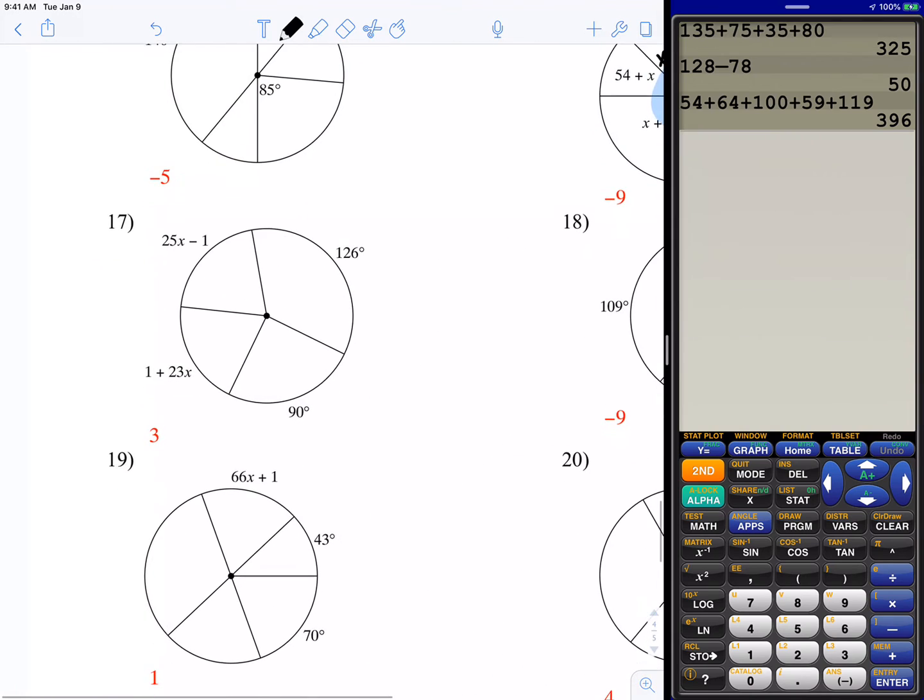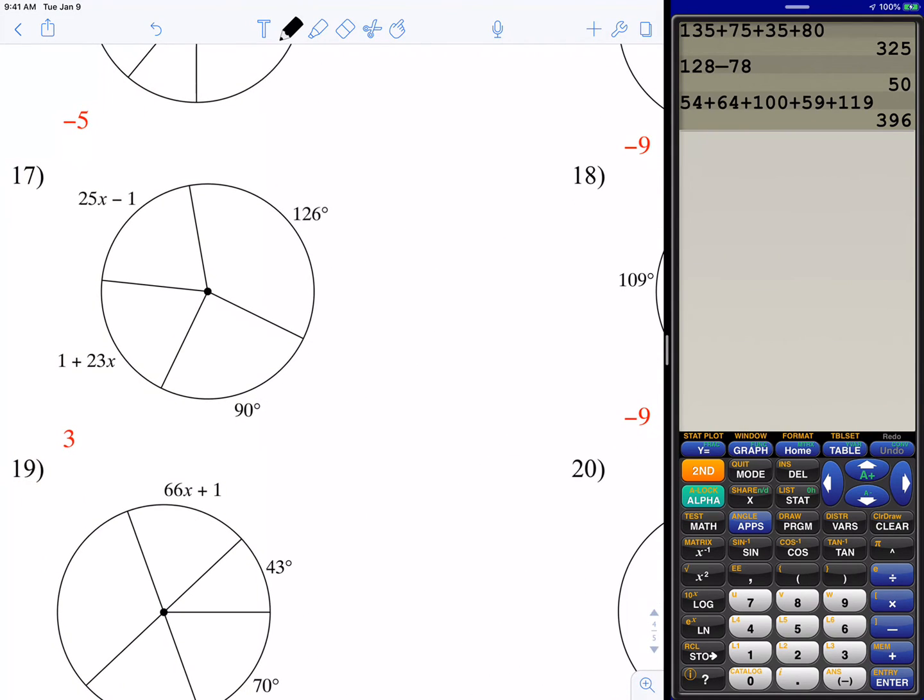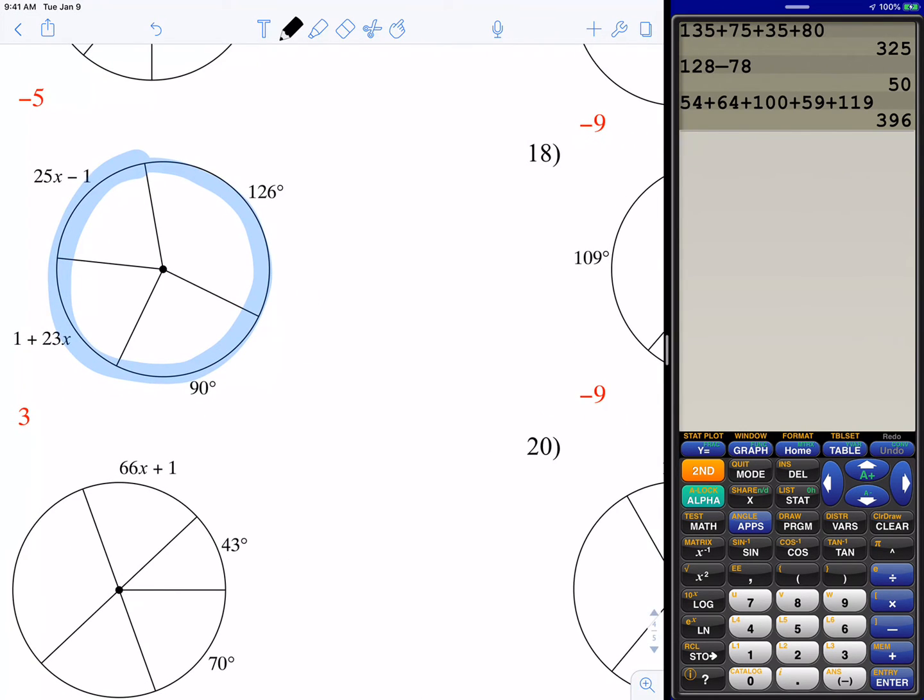All right, number 17. Again, I don't have any diameters, but I do have some expression for every arc all the way around the circle. The sum of the arc measures all the way around the circle is also 360. So I can use that to set up an equation. So if I add up all the arcs, they add up to 360 degrees.